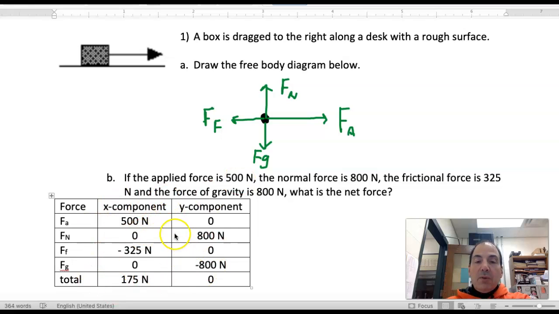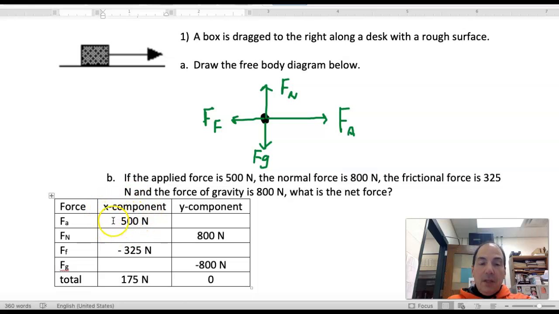So when I fill out the table, I'm putting things according to where they are. Now, you don't have to put in these zeros, so if you wanted to leave these blank, that's fine. But I'll explain those numbers in a minute. So we were told that the applied force is 500 newtons. I see that my applied force is to the right, which means the positive x-axis. So I'm putting 500 on the x side, and I'm leaving it as a positive number. We're told the normal force is 800 newtons. Well, my diagram says the normal force is up, or on the positive y-axis, so I put it in the y side as a positive.